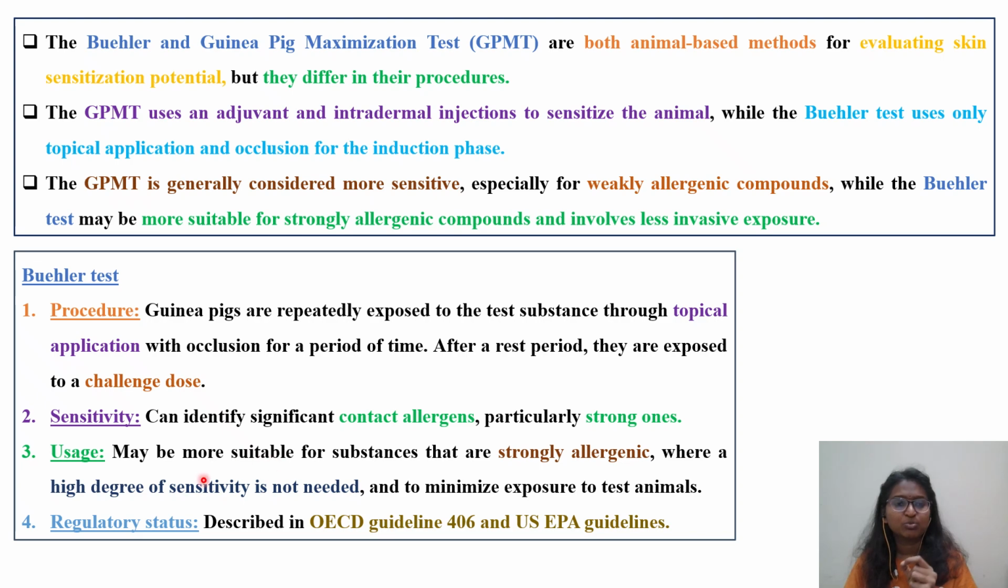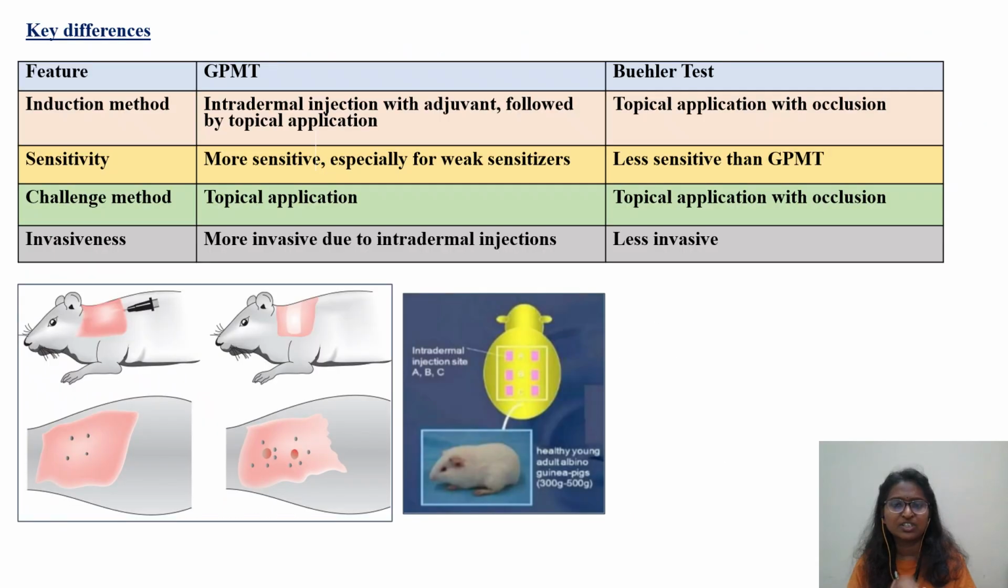Usage: the Buehler assay may be more suitable for substances that are strongly allergenic, where a high degree of sensitivity is not needed, and to minimize exposure to the test animal because it is less invasive. And regulatory status: described in OECD guideline 406 and US EPA guidelines. So 406 is for the skin sensitization assay. In the Acute six pack, the sixth guideline is 406, which is very important. Please go and read in detail about OECD guideline 406 for skin sensitization.